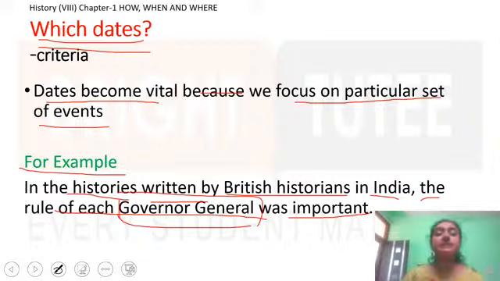Who was governor general? Governor General was the representative of the monarch of Britain. Okay, and who was the monarch of Britain at that time? Yes, the monarch of Britain at that time was Queen Elizabeth. Okay, so these governor generals were the representative of Queen. They came to India to rule here.